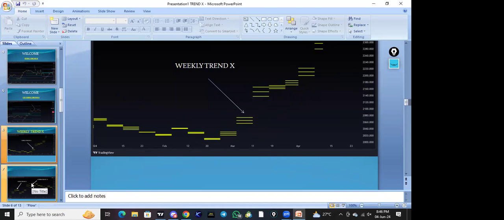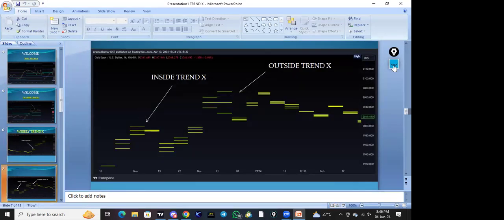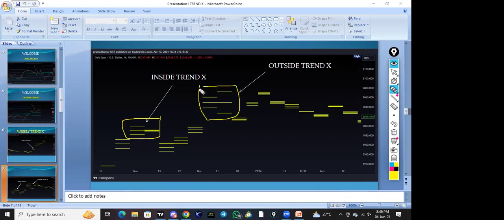And I'll show this. See here, you can see very clearly. This is inside, and this is outside. Don't get confused. You won't see this many times, but if you are learning about trend X, you should have knowledge of everything. If somebody asks you tomorrow anything, you should be aware of this. Because of that, I'm showing this outside and inside.